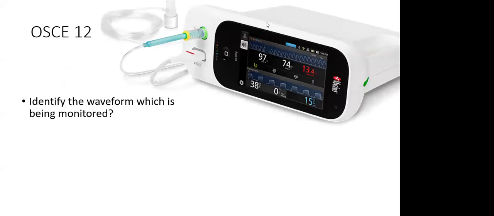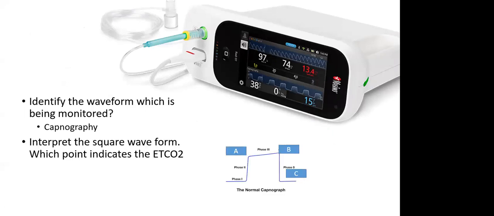Identify the waveform which is being monitored, the waveform which is down. So this is a rainbow technology of your Masimo. Some waveform is being monitored here. So it is a capnography, ETCO2. Actually it is not ETCO2, it is capnography as such.